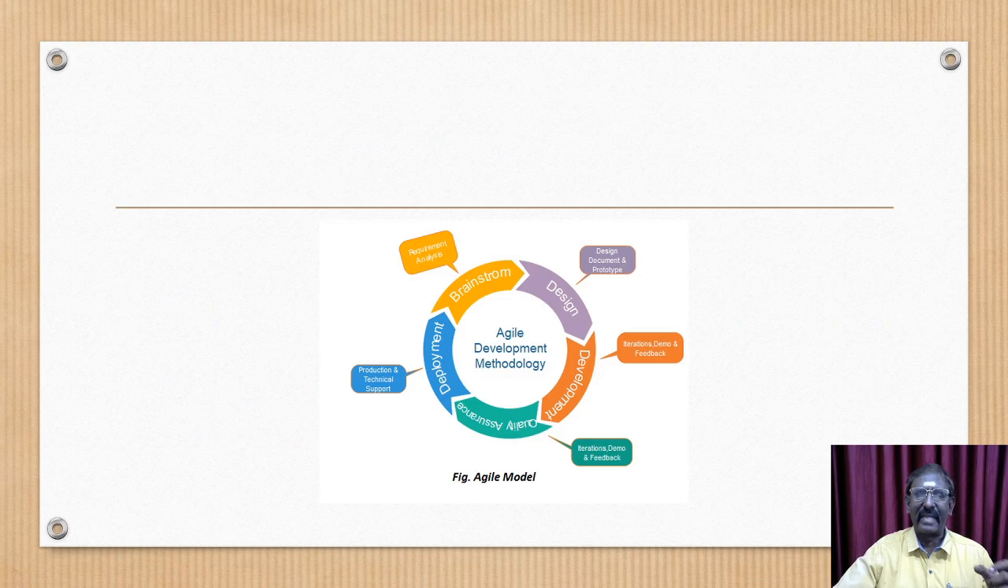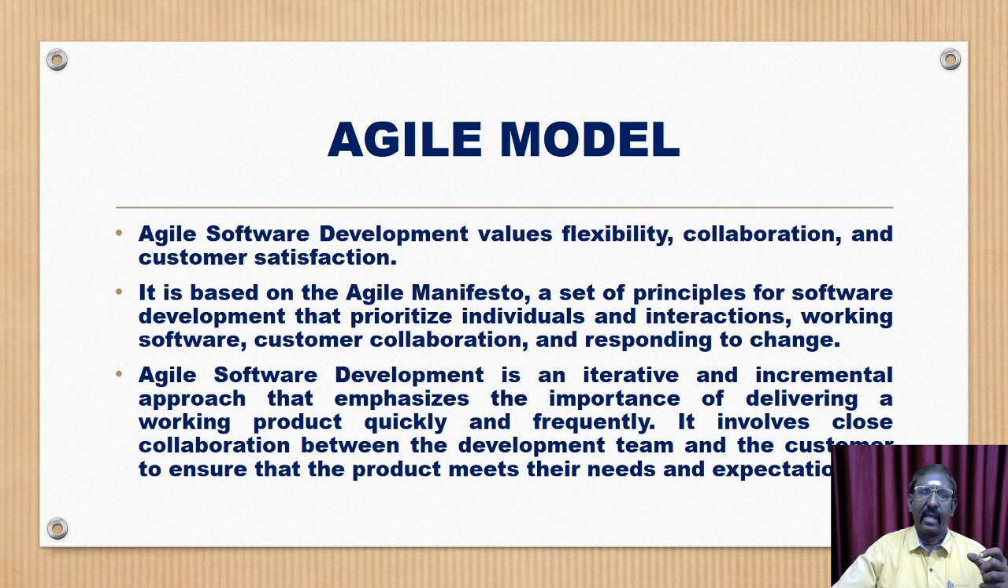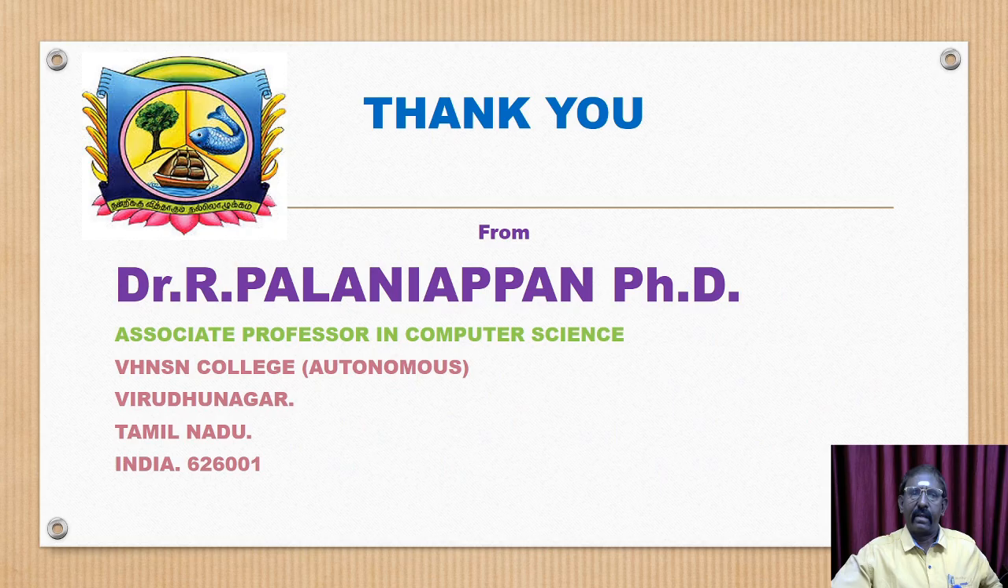The next one is the agile model. In this model, software is developed with values of flexibility, collaboration, and customer satisfaction. Its top principles for software development prioritize individuals and interactions, working software, customer collaboration, and responding to change. So it's also a very important model in which software can be developed and maintained as a life cycle model. And these are the different set of models. Moreover, we have an additional set of models like the cost model and successive versions.